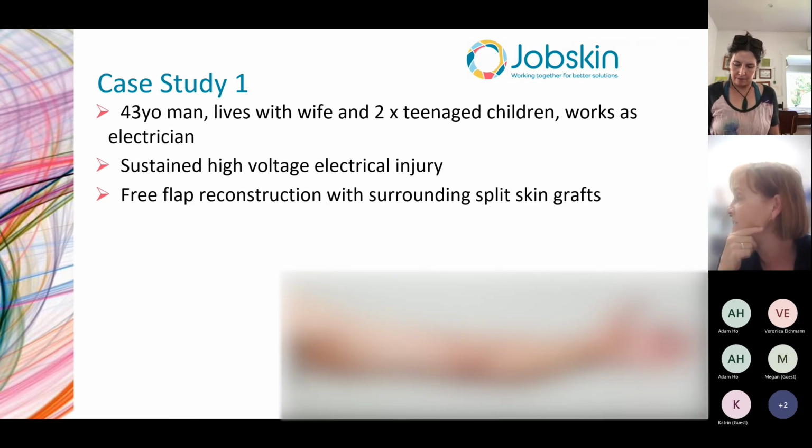So let's move on to the case studies. And I'm aware that Carrie, you have to go shortly, so we'll see what we can fit in.